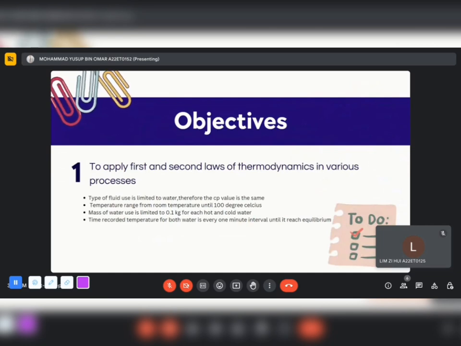The objective of the experiment is to apply the first and second law of thermodynamics in various processes. The type of fluid used is limited to water, therefore the Cp value is the same. Temperature ranges from room temperature until 100 degrees Celsius. The mass of water used is limited to 0.1 kg for each hot and cool water. Temperature for both waters is recorded at 1 minute intervals until it reaches equilibrium.